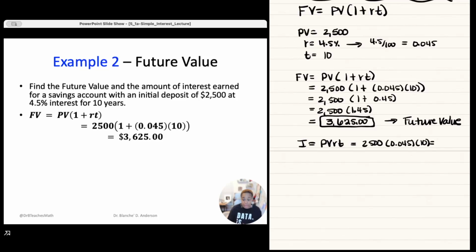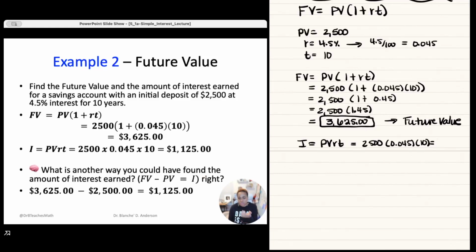You can do that. That makes sense because that's what we learned. But if you think about it, if I started with $2,500 and I ended up with $3,625, you can just subtract the two. So that's what we do when we use the interest formula. But if you subtract them, you get the same thing.